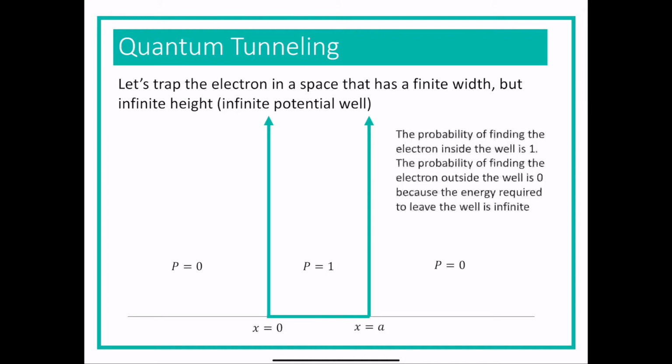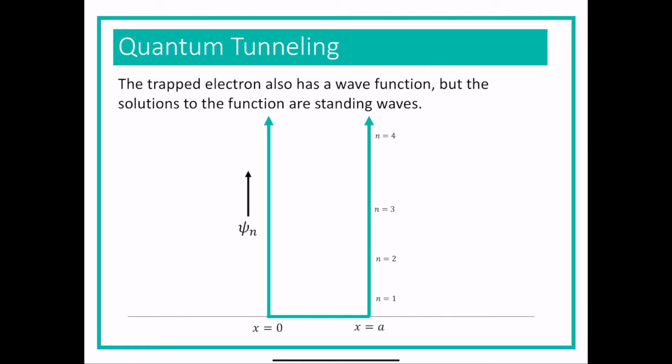The trapped electron inside there has a wave function. It actually has infinite possibilities of what the wave function could be. The only parameter that has to be followed within this well is the wave function has to equal 0 at x equals 0, and it has to equal 0 at x equals a. And there's an infinite number of waves that can happen that way. They're standing waves. They're not traveling waves because it can't go anywhere because it's inside an infinite potential well.